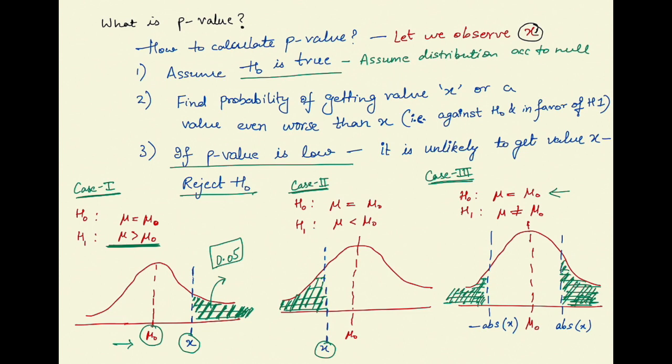So the general rule is this: we obtain these probabilities, which are known as p-values, which are the area of the shaded green region, and we decide a certain threshold. If a p-value is less than the threshold, then we reject the null hypothesis. And if the p-value is not less than the threshold, then we cannot reject the null hypothesis.